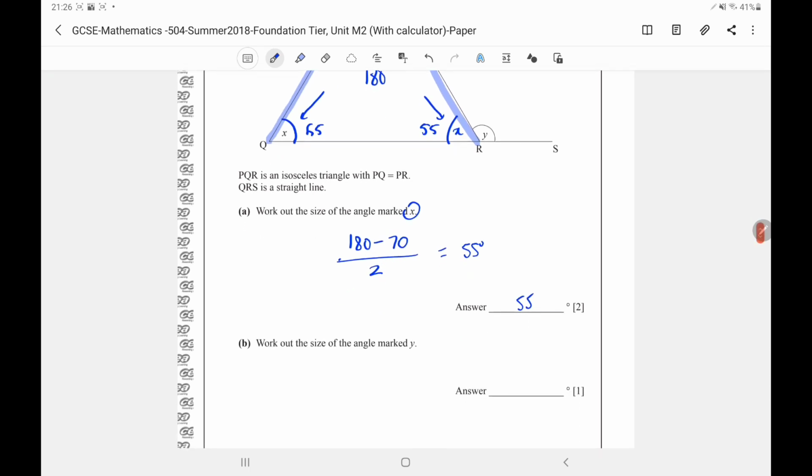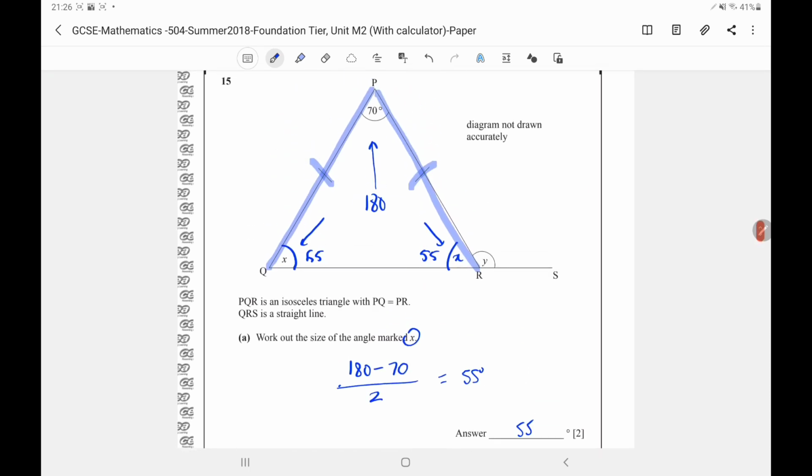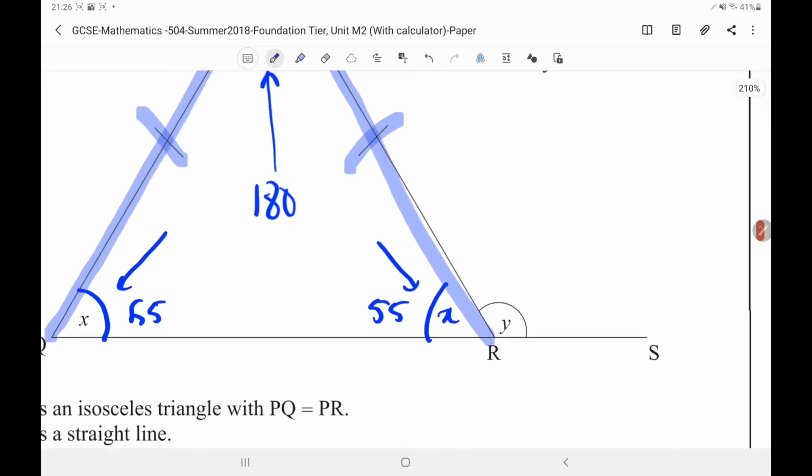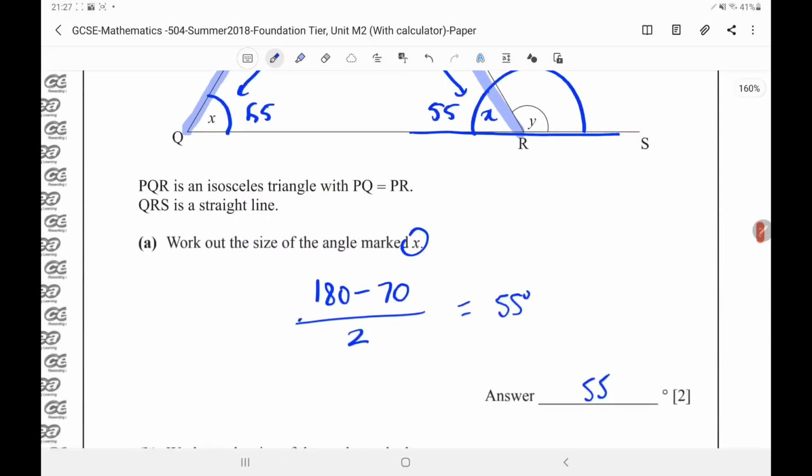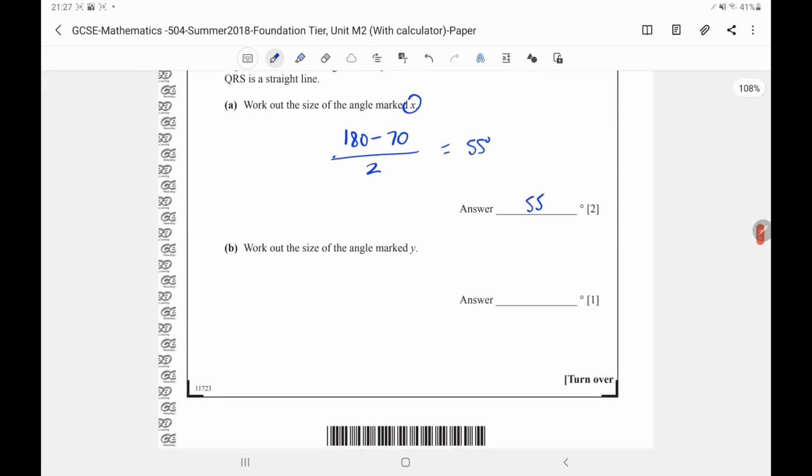Second part, work out the size of the angle marked y. So I'm just going to zoom in on where y is. And there is x that we've worked out. If I continue x on round, we have a straight line. So together x and y make 180 degrees. So if x and y is 180 degrees together, then 180 minus x is going to give us y. So 180 minus 55 is y. So y is 125.